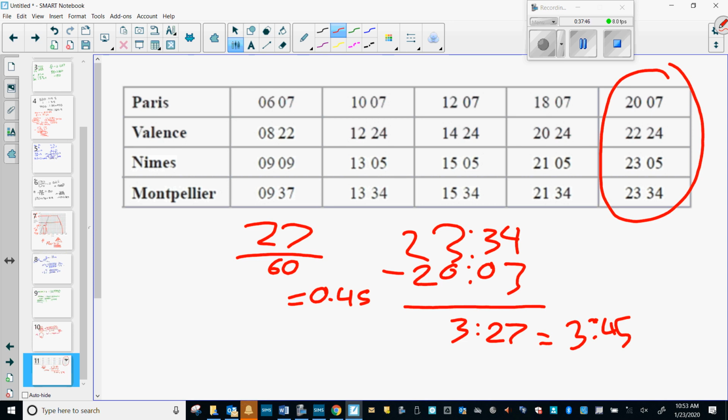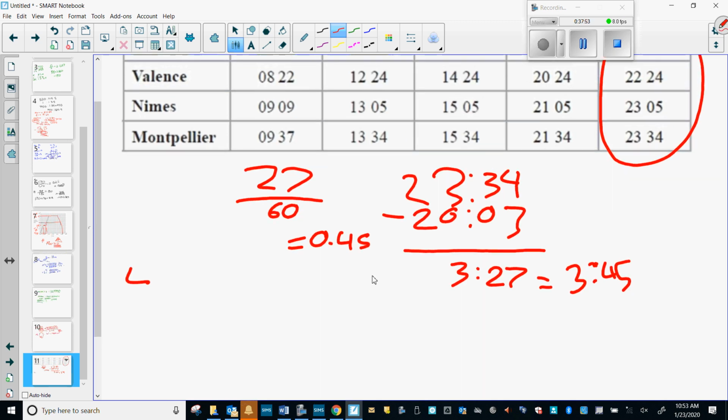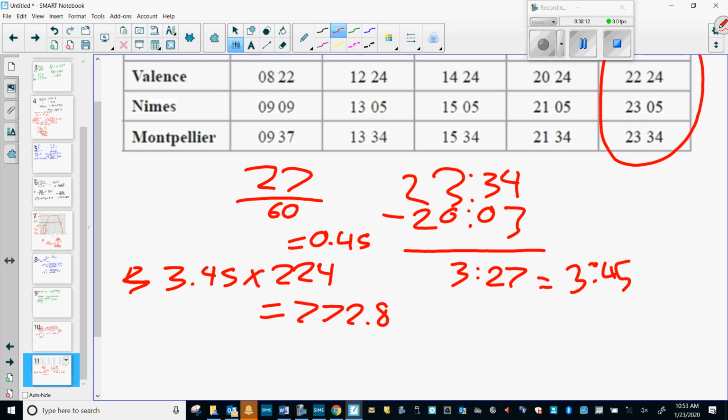Then I multiplied 3.45 by the speed that the train was going at, which was 224 kilometers per hour, which got me 772.8 kilometers. Awesome. Thank you very much, ladies. Good job.